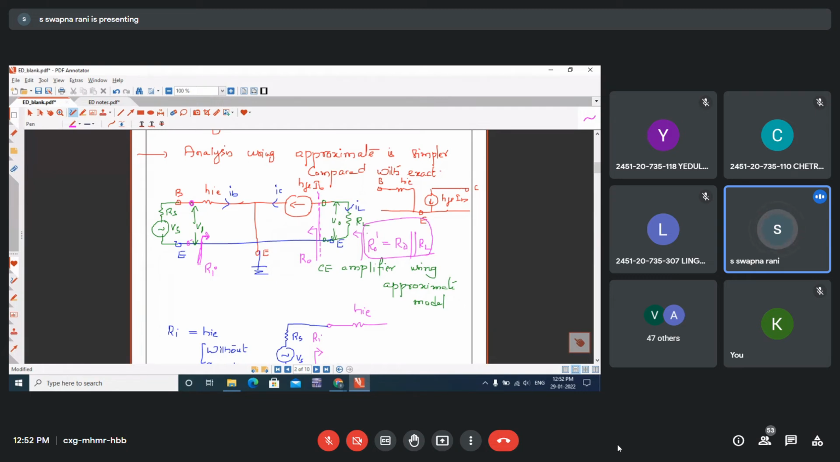There are two impedances, R0 and R0 dash. R0 is the output impedance disconnecting RL, and R0 dash is the output impedance including RL.